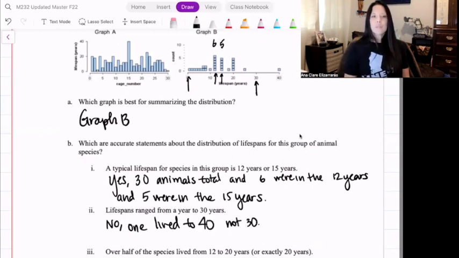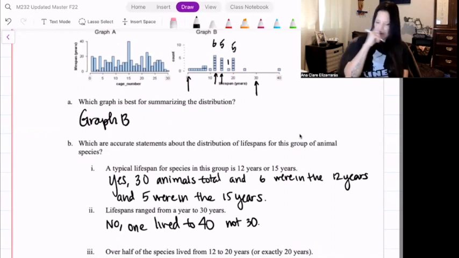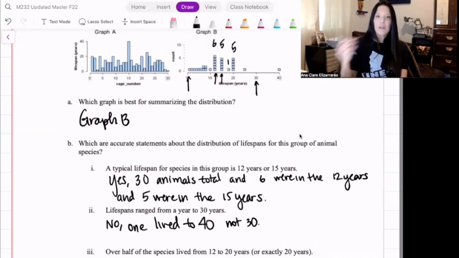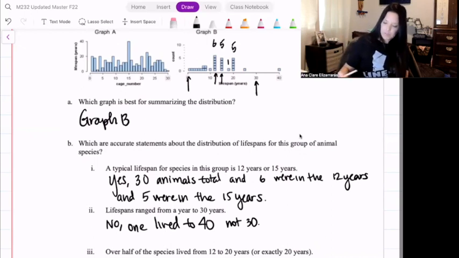Then, over half the species lived from 12 to 20 years. Well, let's count. We knew that there were 6 in the 12 years, 5 that were 15 years, 1 that was 16, or maybe 18, and 1, 2, 3, 4, 5 here. So 5 plus 1 plus 5 plus 6 is 17. That's more than half of 30.